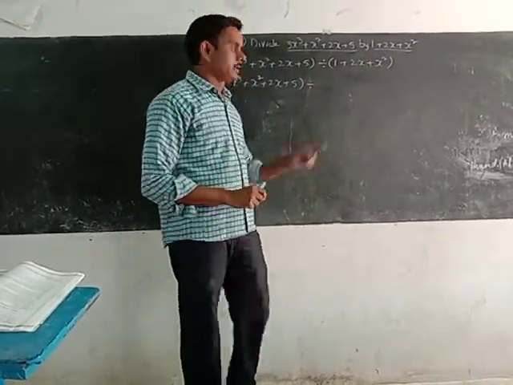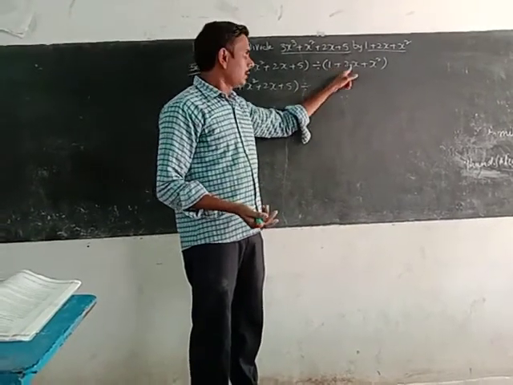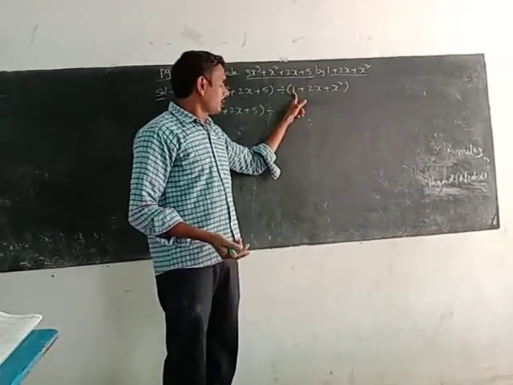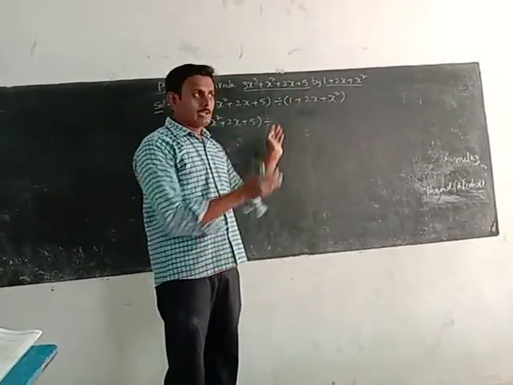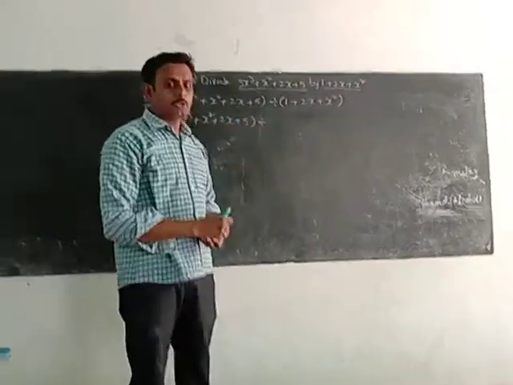Each term we have to check. What is the degree? 1 means constant, and the degree of a constant is 0. 2x to the power 1, so 1. x to the power 2, so 2. That means 1, 0, 1, 2. This is in ascending order, not descending order. Arrange this one also in descending order.